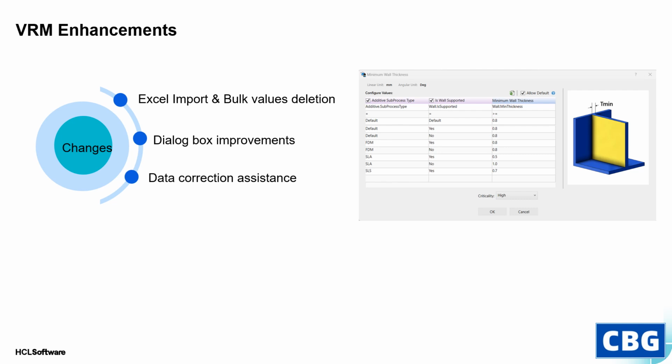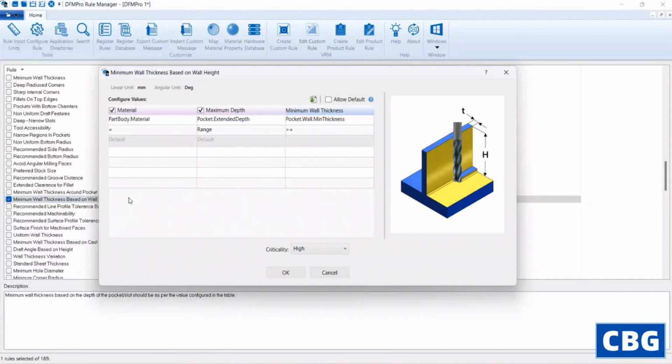Now for the demo, let me just open up the rule manager. Okay. In this case, I have chosen the minimum wall thickness based on a wall height rule. To start with the rule configuration, we'll just double click on the rule and the rule configuration window opens up. As you can see, for this particular rule, there are 3 parameters in terms of the material, the maximum depth, as well as the minimum wall thickness. You can also see the operators attached for each of them, being the equal to sign, the range, as well as greater than equal to.